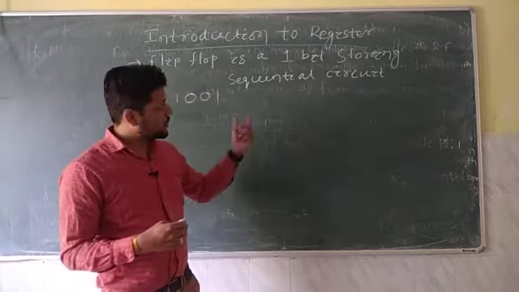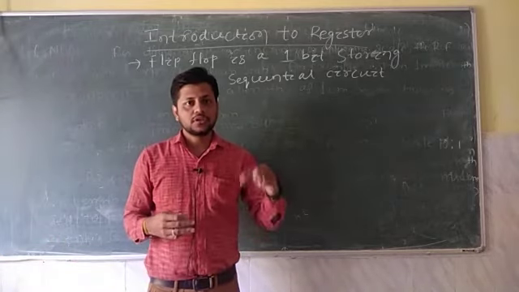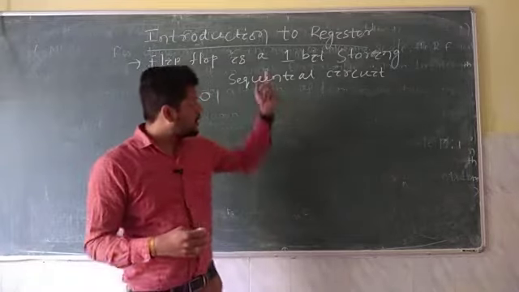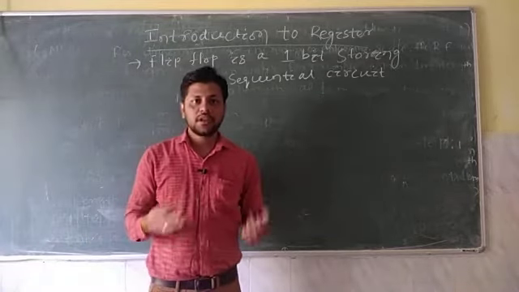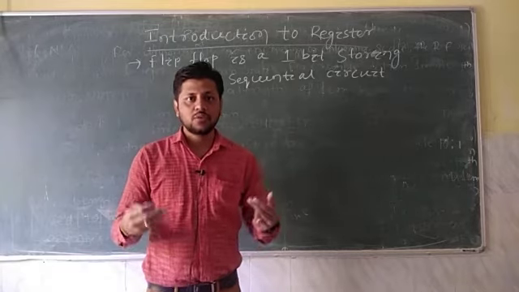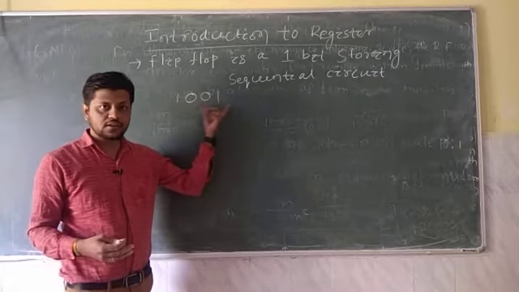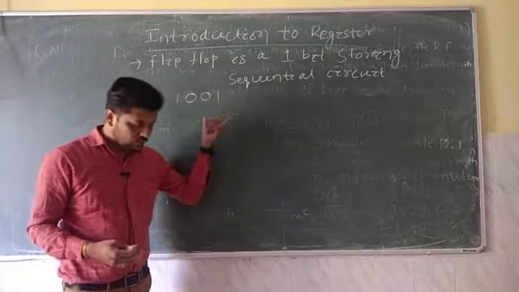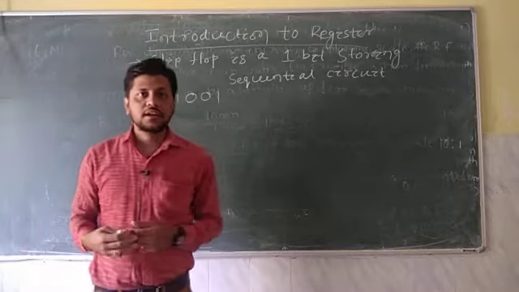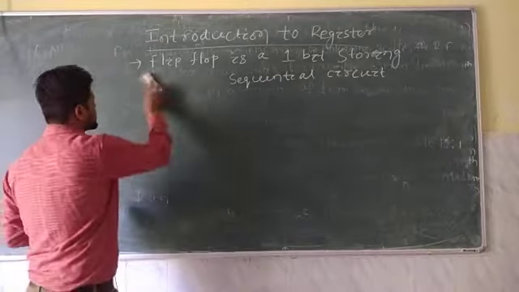So first of all we have to understand how this memory is designed, and for that purpose we have to study this basic element, that is your flip-flop. Then we have a register. The register is also a memory element which is used to store a group of bits, that is more than 1 bit. So here you can see 1001, this is a group of 4 bits. So how to store this? We have to store this by using a register.